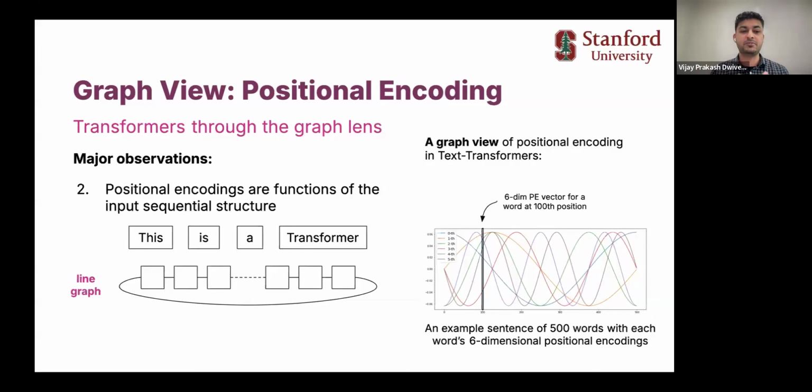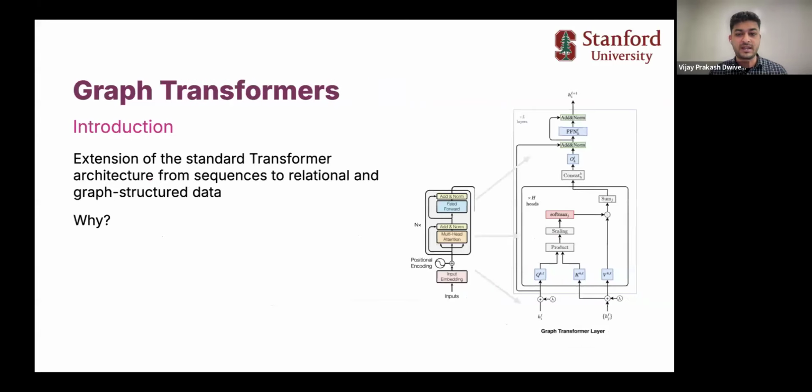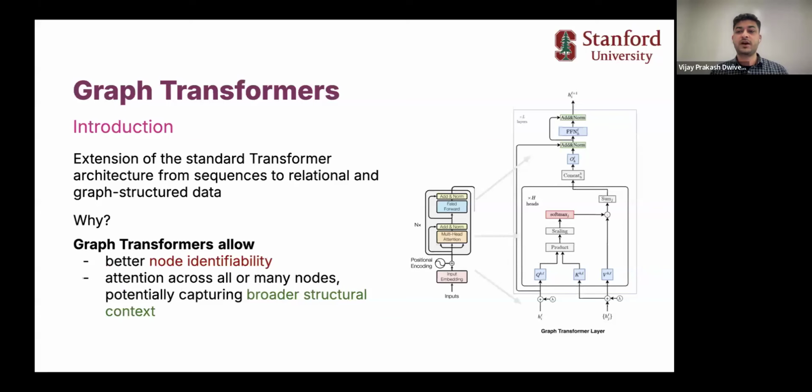So this means that the positional encodings in transformers for text are a special case of the position encoding that can be applied to arbitrary graphs. And this is a motivation that allows us to move ahead and introduce graph transformers, which are an extension of the standard transformer architecture from sequences to relational and graph structured data. And why do we need it? Because graph transformers allow better node identifiability through different positional and structure encodings, and attention across all or many nodes, potentially capturing broader structural context in graph structured datasets. I'll go through both of these things in detail.